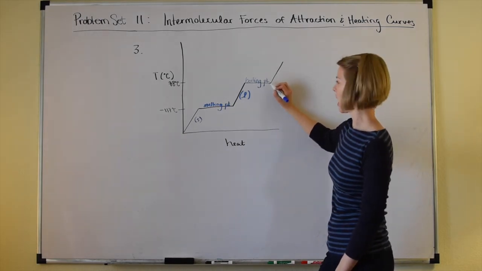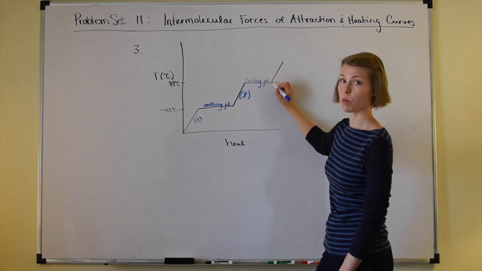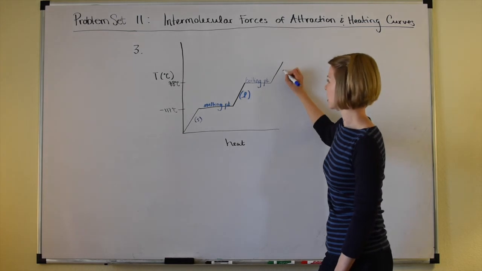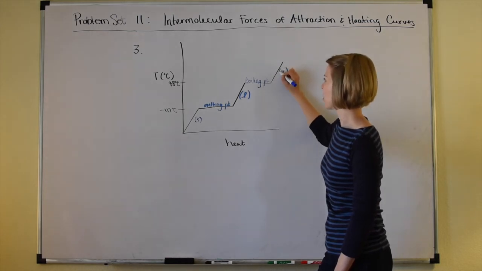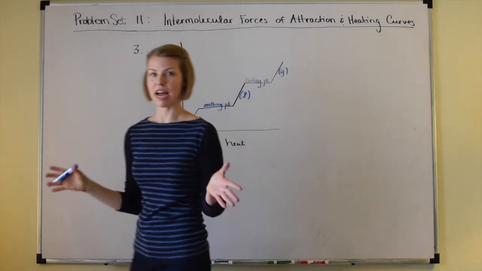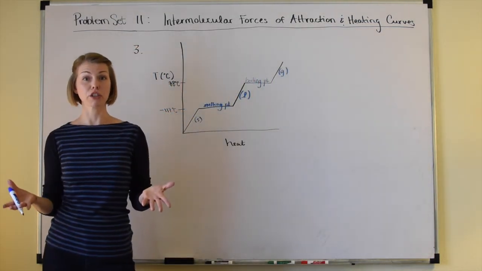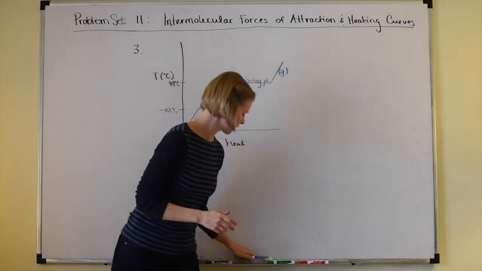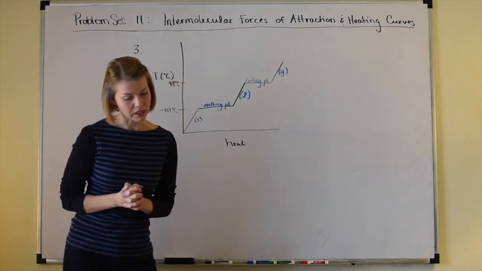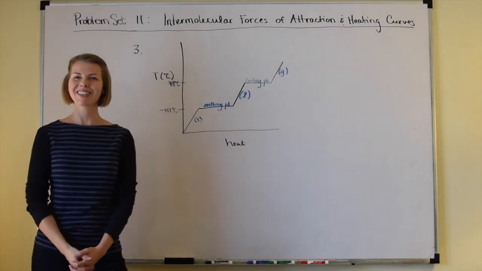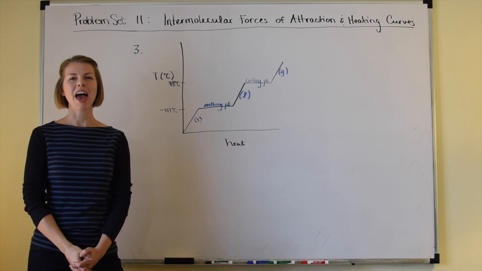In this case, those are the hydrogen bonds between the ethanol molecules, because above the boiling point, the substance is in the gaseous phase. And remember, in the gaseous phase, there are negligible intermolecular forces of attractions between the molecules. Okay. All right, so we indicated melting point, boiling point, solid, liquid, and gas phase. So that is our heating curve for ethanol.